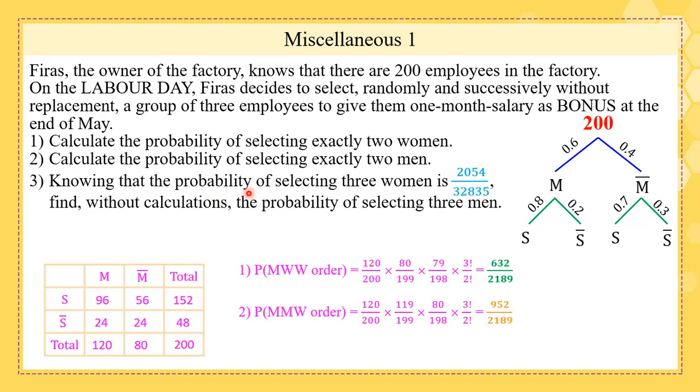Now, knowing that the probability of selecting 3 women is 2054 over 32835, find without calculations the probability of selecting 3 men. Now, we know here that the probability of 3 men is going to be 1 minus the probability of 1 man, 2 women, or 2 men, 1 woman, or the probability of 3 women, which is given here. And this leads to this number.